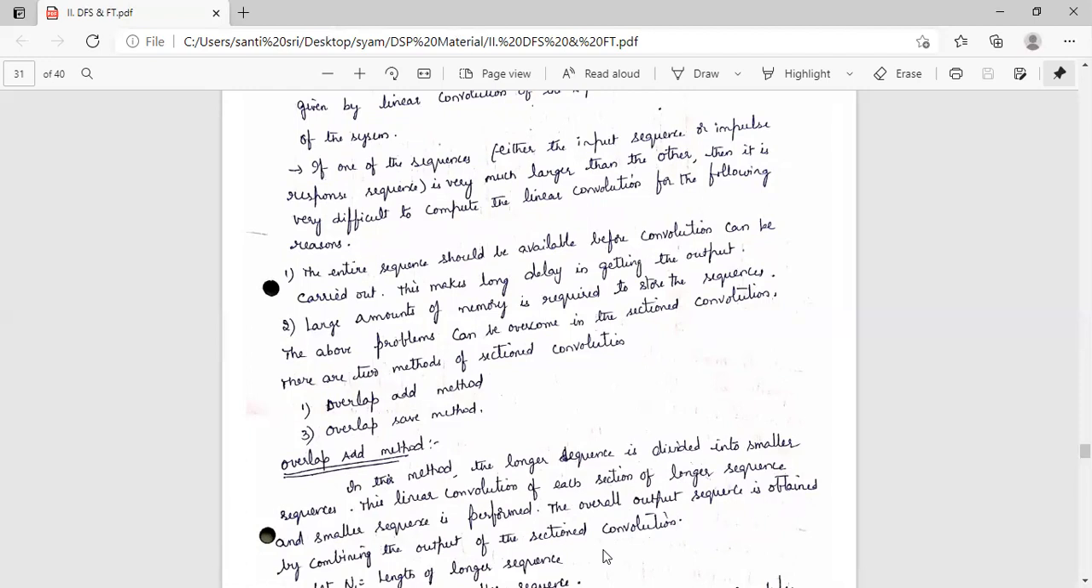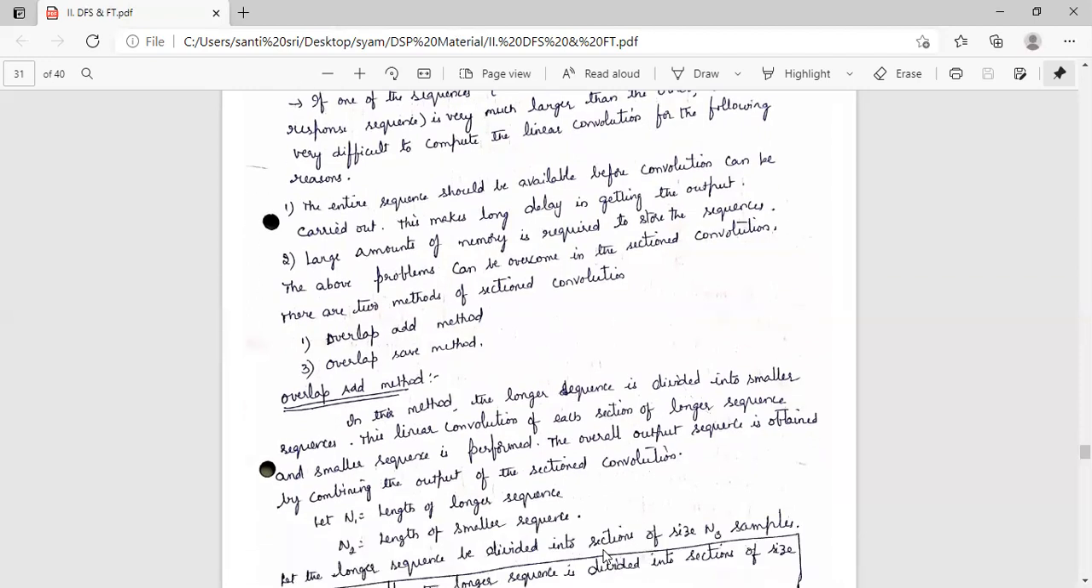First, the entire sequence should be available before convolution can be carried out, so this may take a long delay. Second, a large amount of memory is required to store the sequences. These two problems can be overcome by using sectioned convolution. There are two methods of sectioned convolution: the overlap add method and the overlap save method.